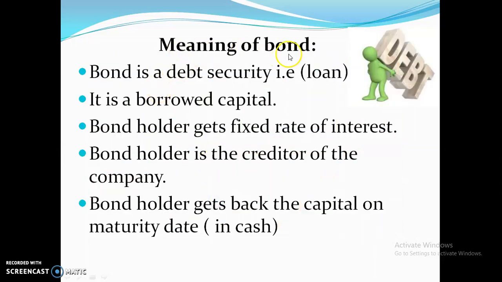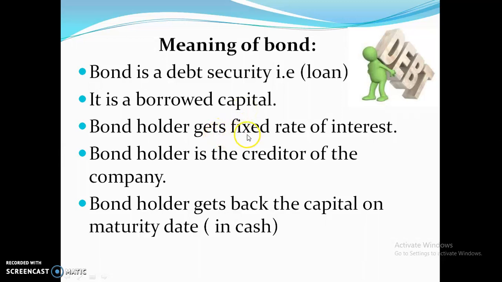Come to the meaning of bond. A bond is a debt security. Debt means, as I very clearly shown you, debt means loan. I have used some pictures or some simple words only for your understanding. So debt security means it is considered as a loan. That means a bond is a loan given to the company. It is a borrowed capital.